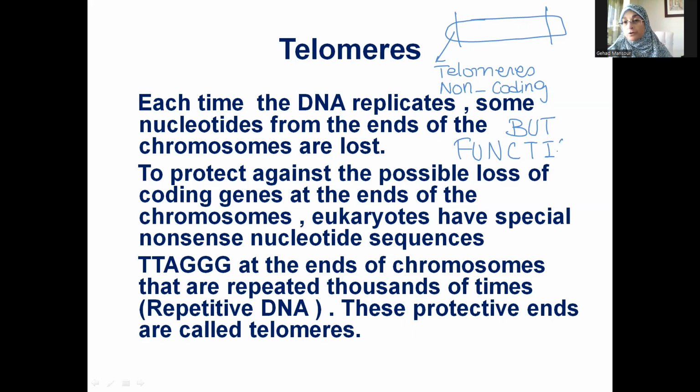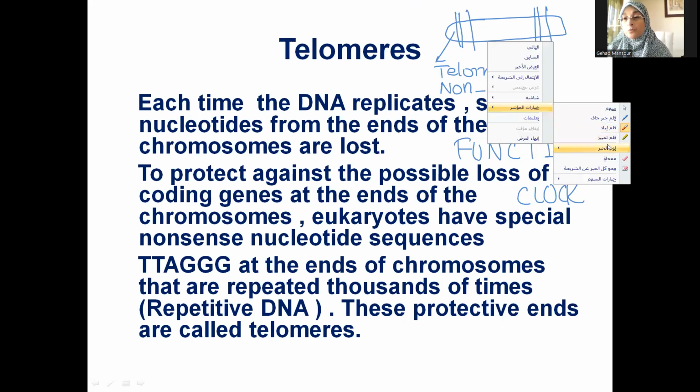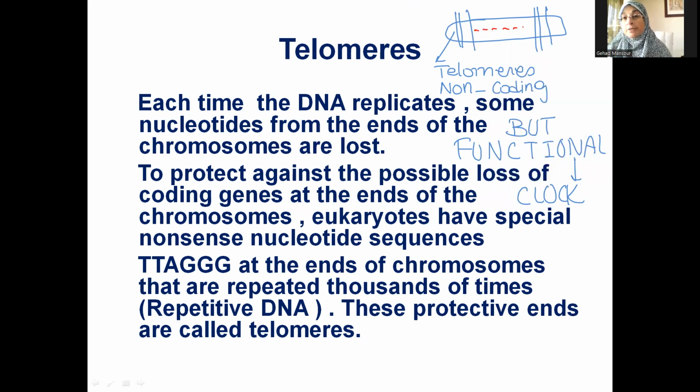Why are they functional? They are functional because they act like a clock for the cell, because every cell cycle that is carried out by the cell loses parts of the ends of the chromosomes. And then at a certain stage, so I lose, for example, this telomere, and then I lose that one and that one. And then comes a time when I can no more lose any sequence, because all these are genes, all these are coding. So the cell has to stop.